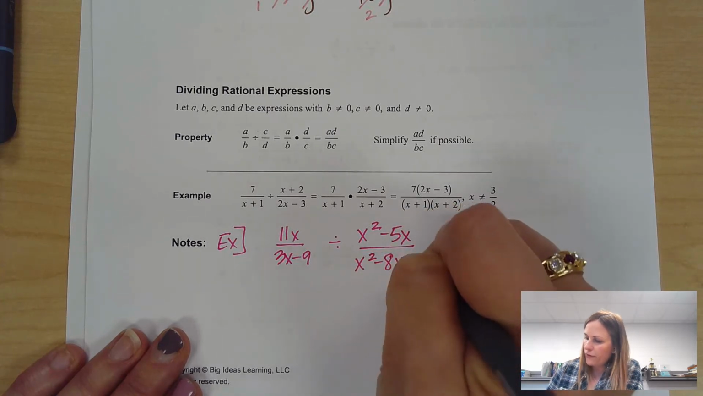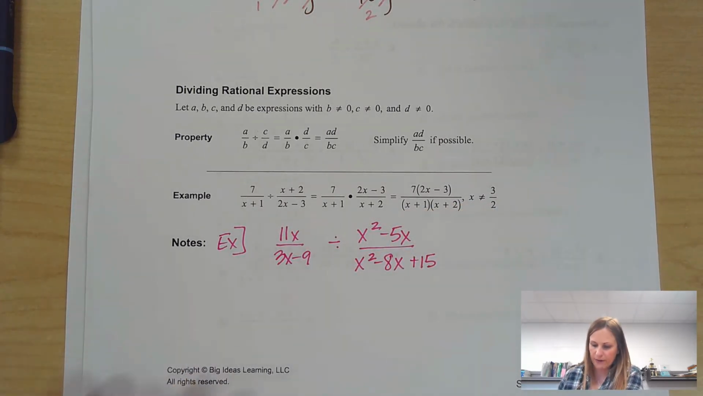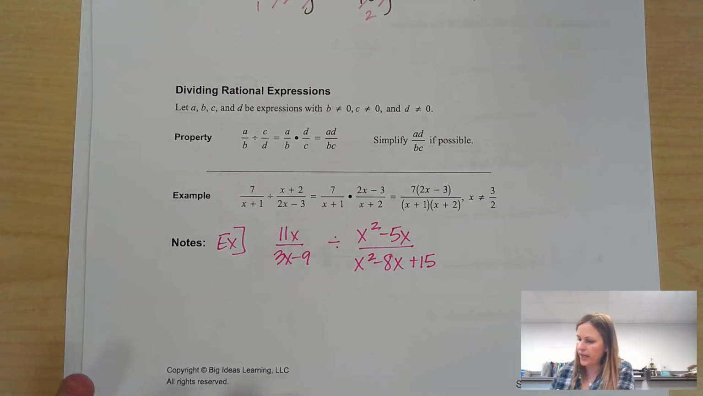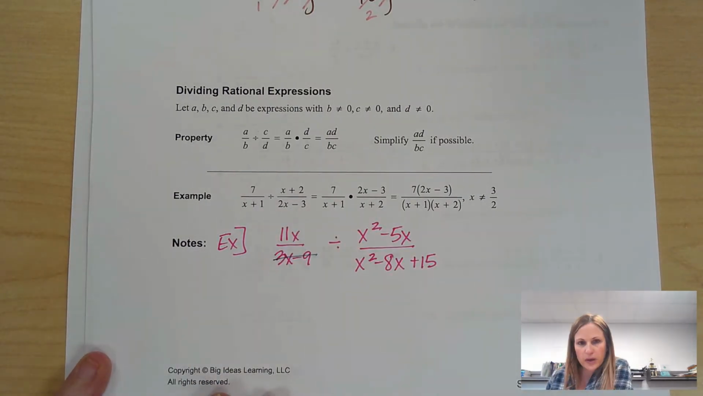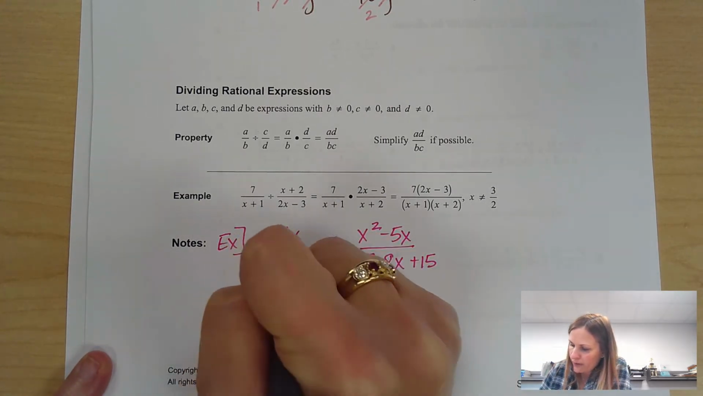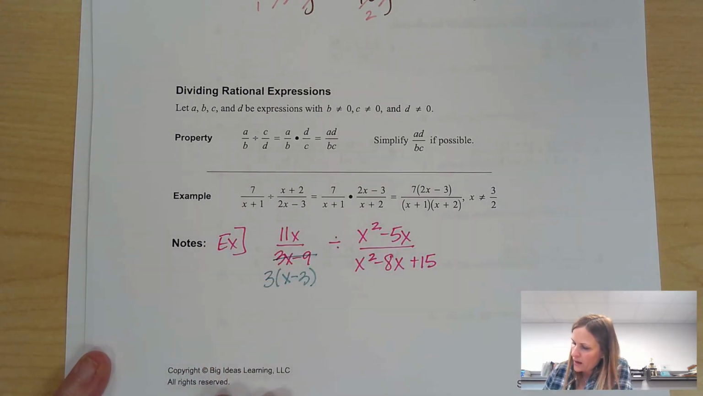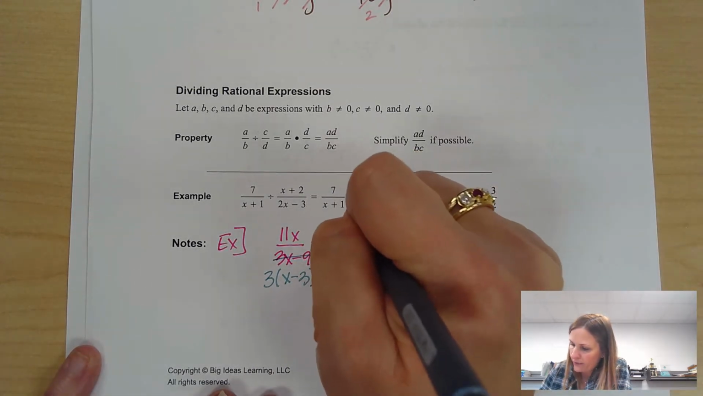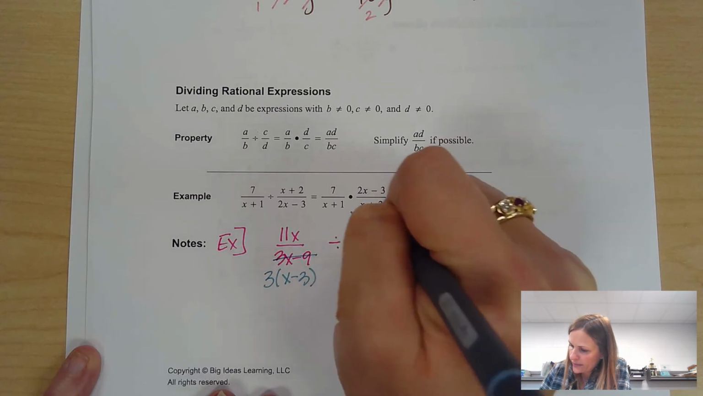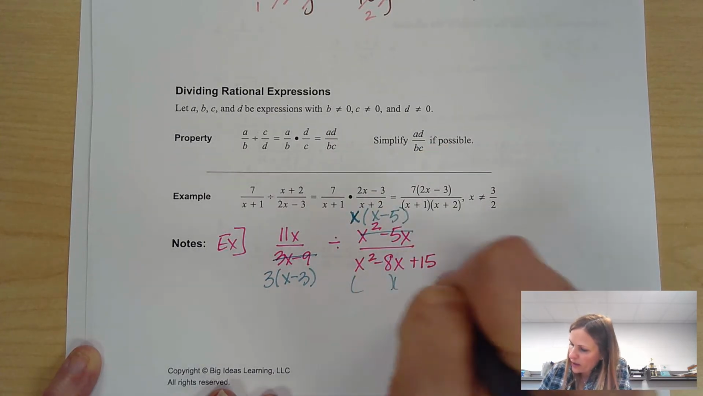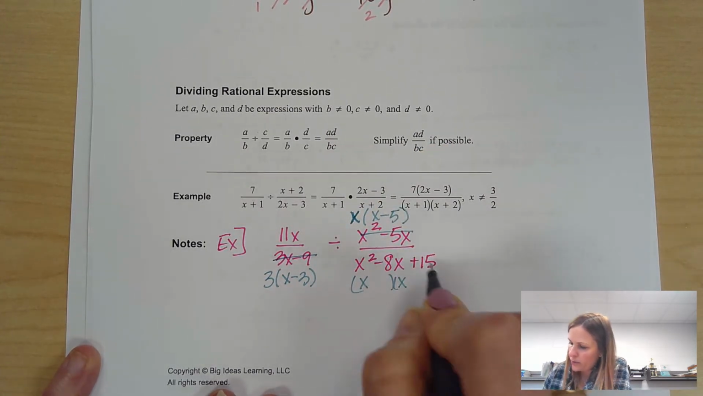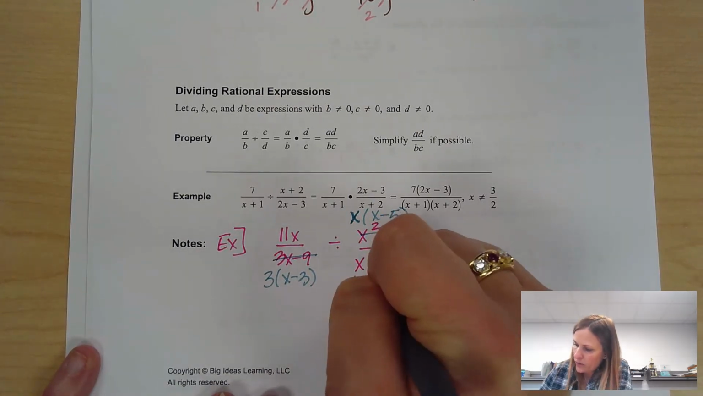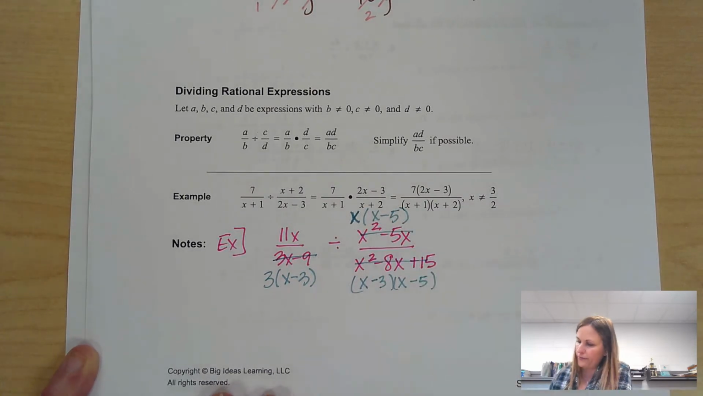All right, my first rule of thumb is to factor everything. At this stage, I like to factor everything I can factor. So this 3x minus 9, it's a binomial. I can factor out a 3. The x squared minus 5x, to factor a binomial, factor out a common factor. In this case, it's x. And this trinomial, I can factor into numbers that multiply together to give me positive 5, but add to negative 8, which would be negative 3 and negative 5.